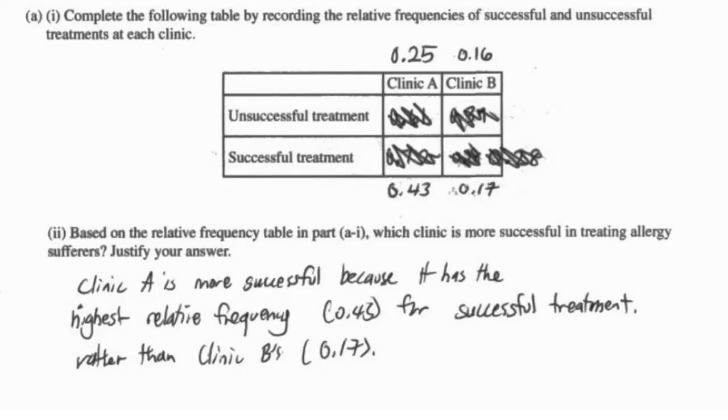0.25, 0.16, 0.43, 0.17. Clinic A is more successful because it has the highest relative frequency, 0.43 for successful treatment, rather than Clinic B, 0.17. P. Yep. They had the wrong relative frequencies, but a correct analysis based on those incorrect answers. All right, go ahead and score yours if you have not already.